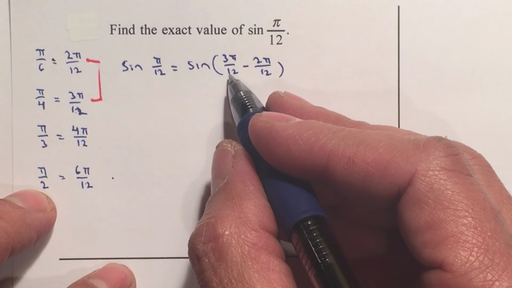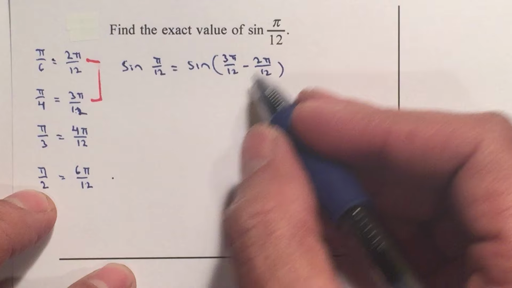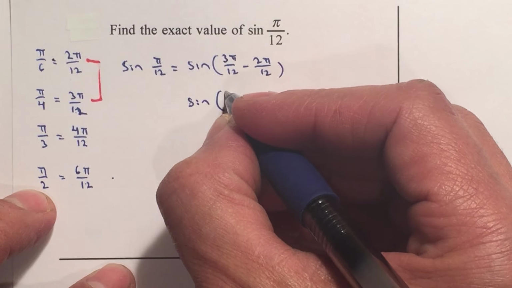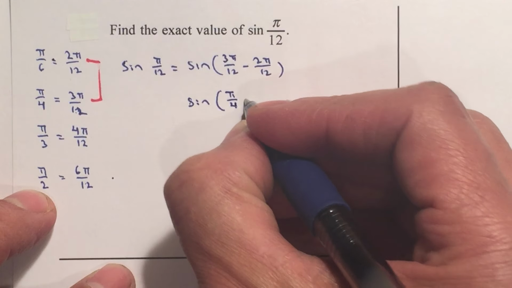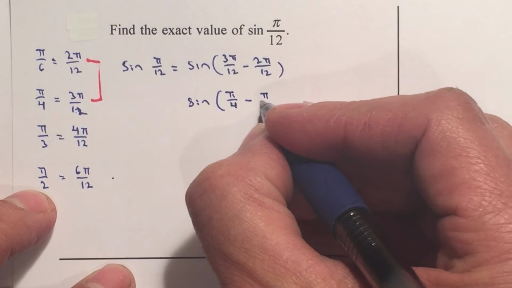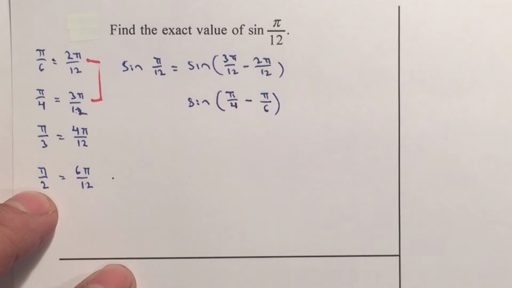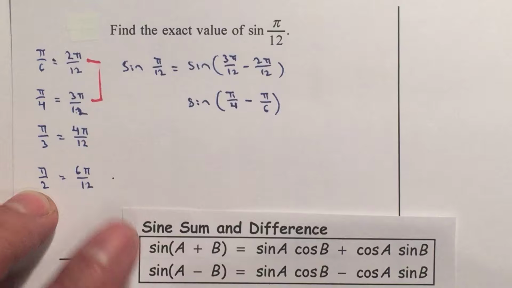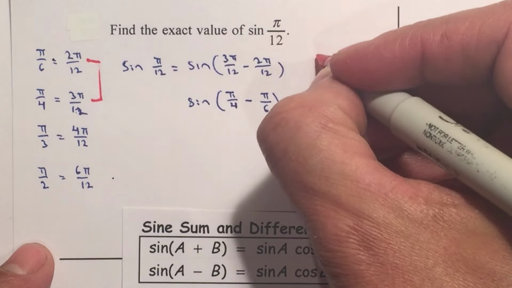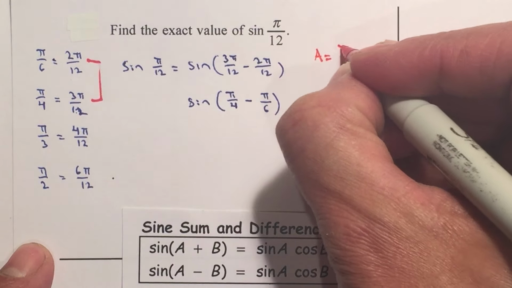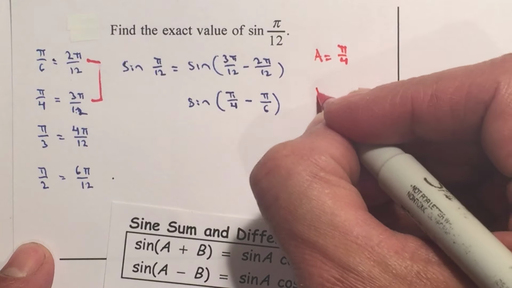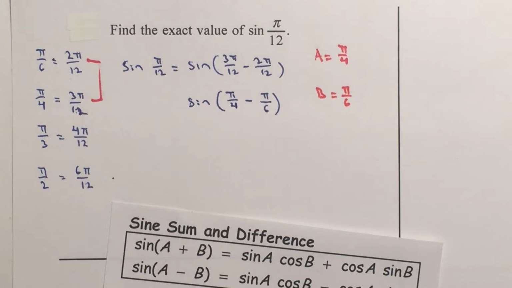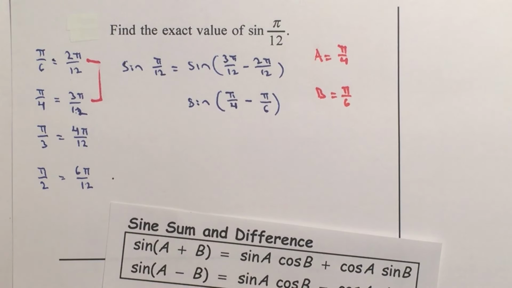And now I need to reduce so I can plug into the formula. So it is best to reduce it first. So it gives me 3 pi over 12 divided by 3 is pi over 4, minus 2 pi over 12 divided by 2 is pi over 6. And now I'm going to use my formula, where A is going to be pi over 4 and B is going to be pi over 6. And there's a minus in between, so I'm going to use the one with the minus.